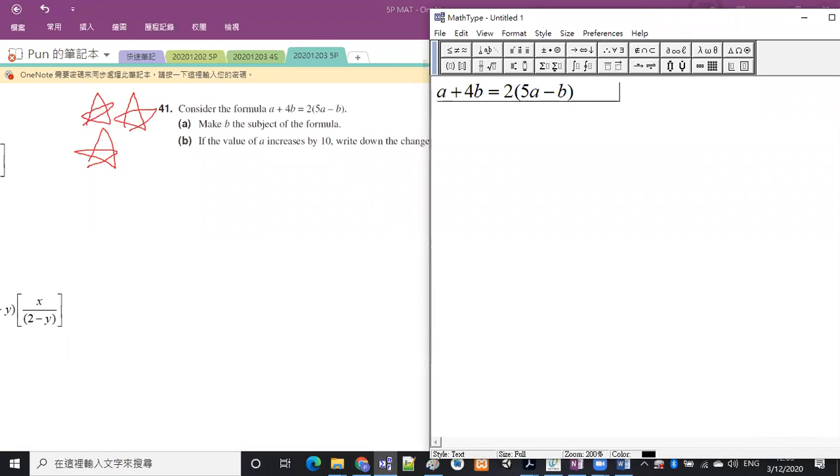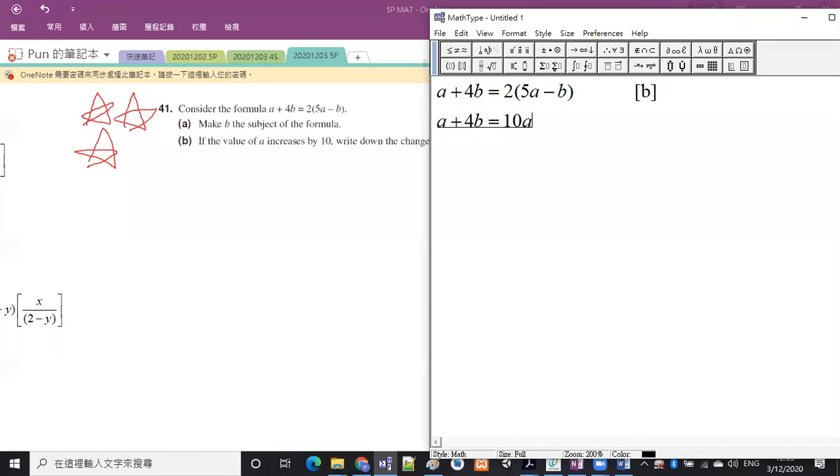Part A, make b the subject of the formula. That is like this. I want b to be the subject. So luckily, there is no fraction in this equation, so we do not need to multiply anything. But there is a bracket here, so we need to remove the bracket. Okay, so a plus 4b has nothing to do on the left-hand side. And then the 2 should be multiplied to the 5a and minus b.